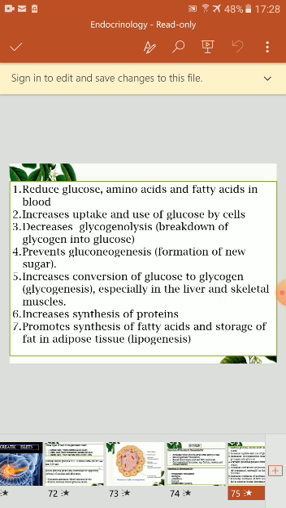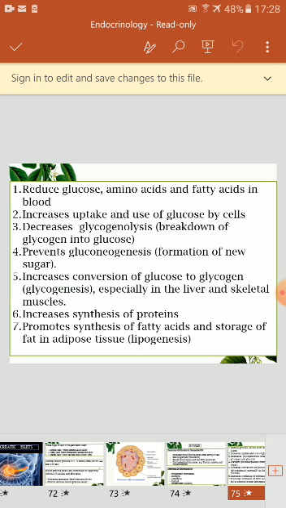These are some functions of insulin. Most important function, it reduces the glucose, amino acid, and fatty acid level in the blood. It increases the uptake and use of glucose by the cells, and it decreases glycogenolysis, meaning the breakdown of glycogen into glucose. It also prevents gluconeogenesis, meaning the formation of new sugar or new glucose.